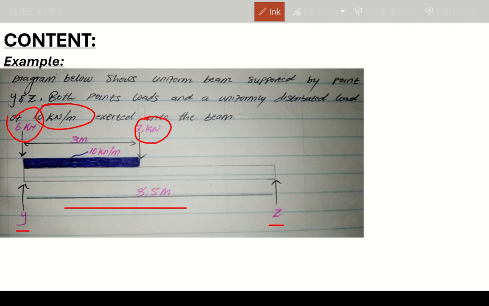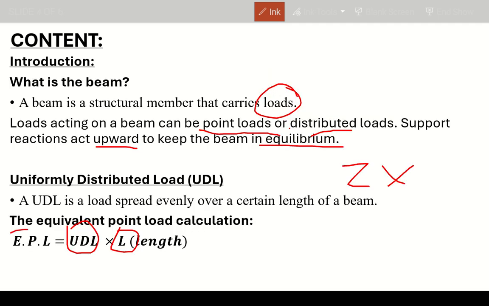And then there is the length, which is the overall length, and then there is the length of the UDL. There is no question here, but let's say you are asked to calculate the equivalent point load. The formula to calculate the equivalent point load is given here. It's UDL times length.